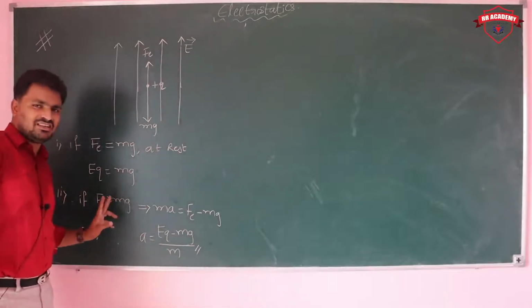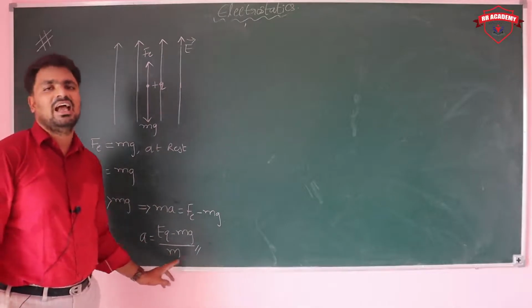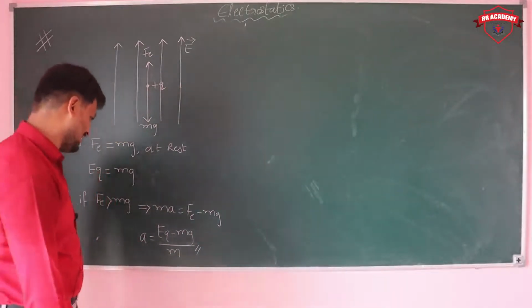In case mg is greater than Eq, then the equation becomes (mg minus Eq) by m. Like that we can take.